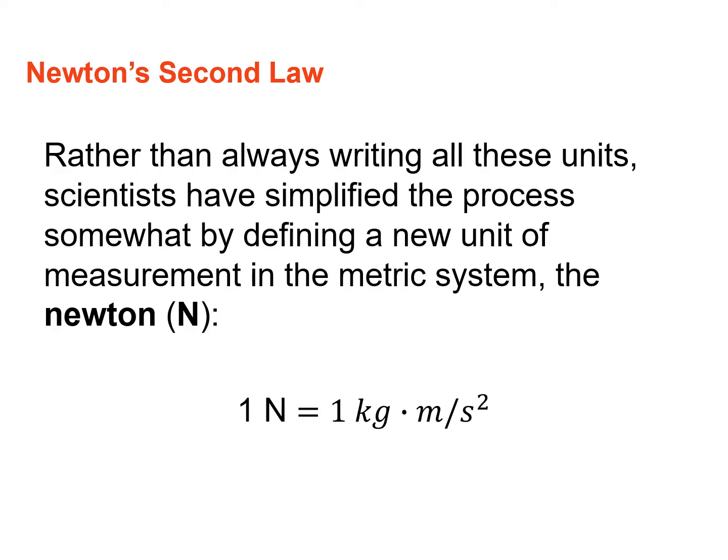On the other hand, whenever you abbreviate something that was named after somebody, it is usually the case that you will capitalize that letter. So we have a capital N whenever we abbreviate. So 1 Newton equals 1 kilogram times meter per second squared.